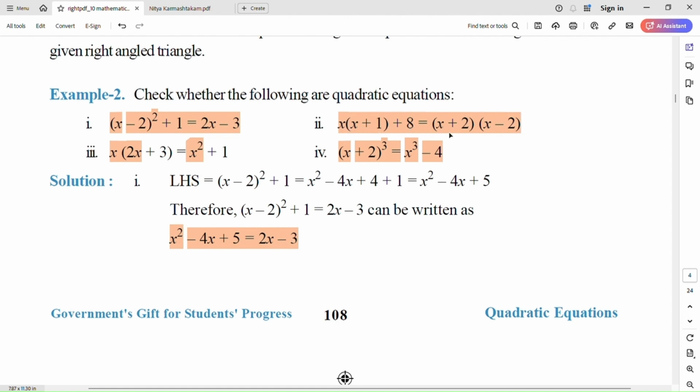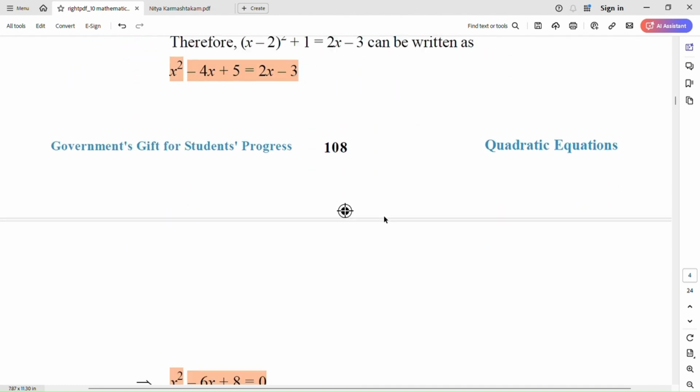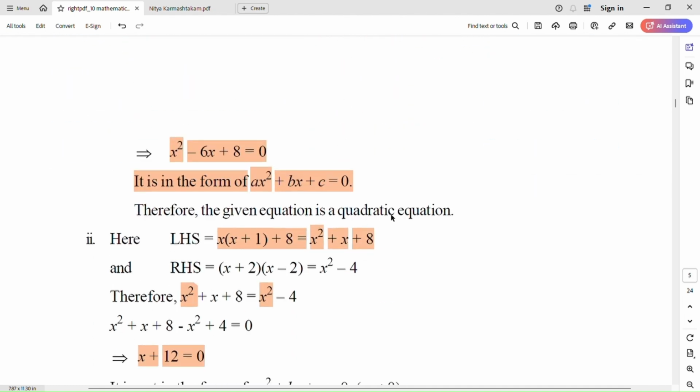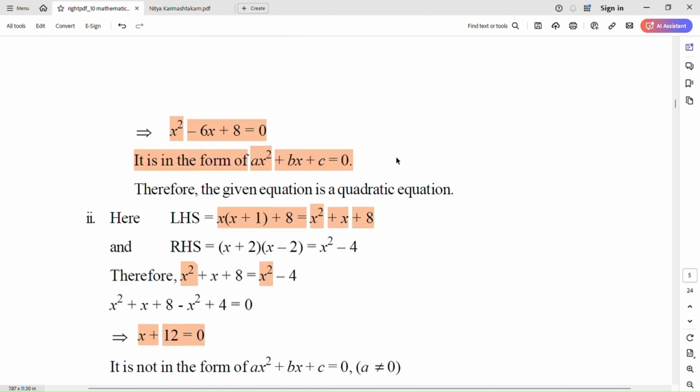Next, x into x plus 1 plus 8 equal to x plus 2 into x minus 2. Here, on the RHS you can see this is x square minus 4, you have to apply a plus b into a minus b, right? x square minus 4. There is an x square term on the RHS. And if you see the LHS also there is an x square term, correct? And both get cancelled. So you are not left with any x square term, right? So this is not a quadratic equation. Okay, let's see.